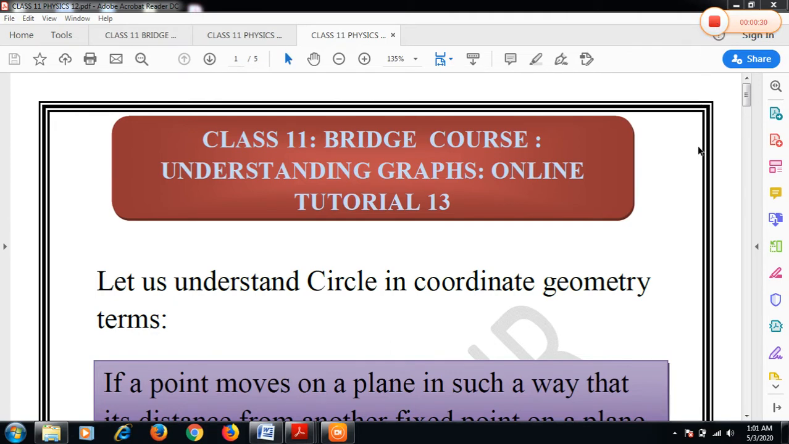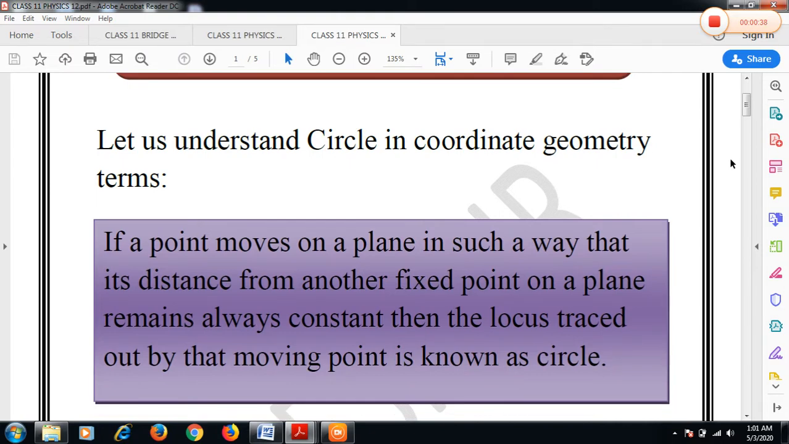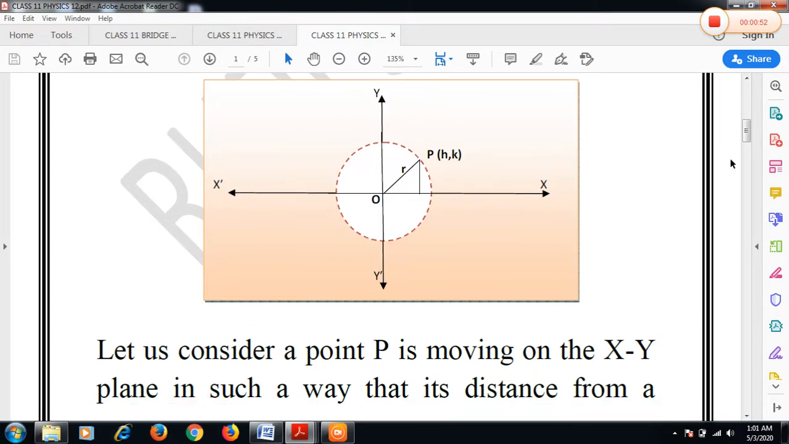Now, let us first understand the circle in coordinate geometry terms. If a point moves on a plane in such a way that its distance from another fixed point on the plane remains always constant, then the locus traced out by that moving point is known as a circle. Let us have a look at this figure.